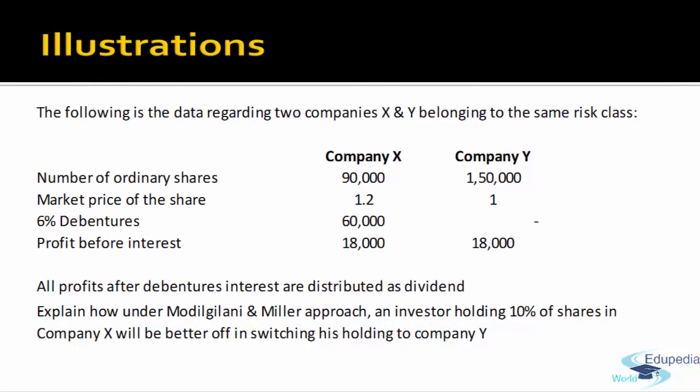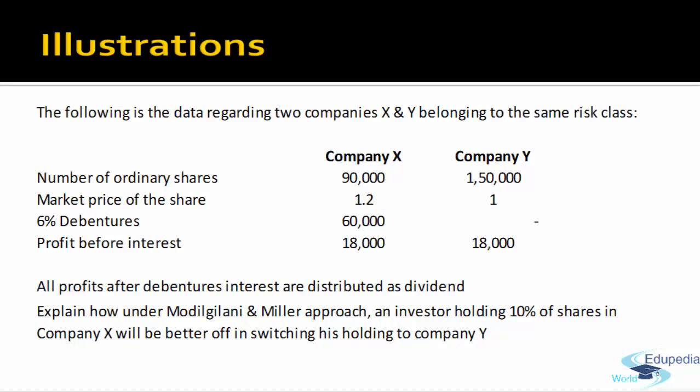Let's understand the operations with the help of an example. There are two companies, Company X and Company Y. Company X is a leveraged one and Company Y is an unleveraged one. M and M says that if the value of a leveraged firm is more than the value of an unleveraged firm, the investors of the leveraged firm will sell off their shareholdings to buy shares in the unleveraged firm.